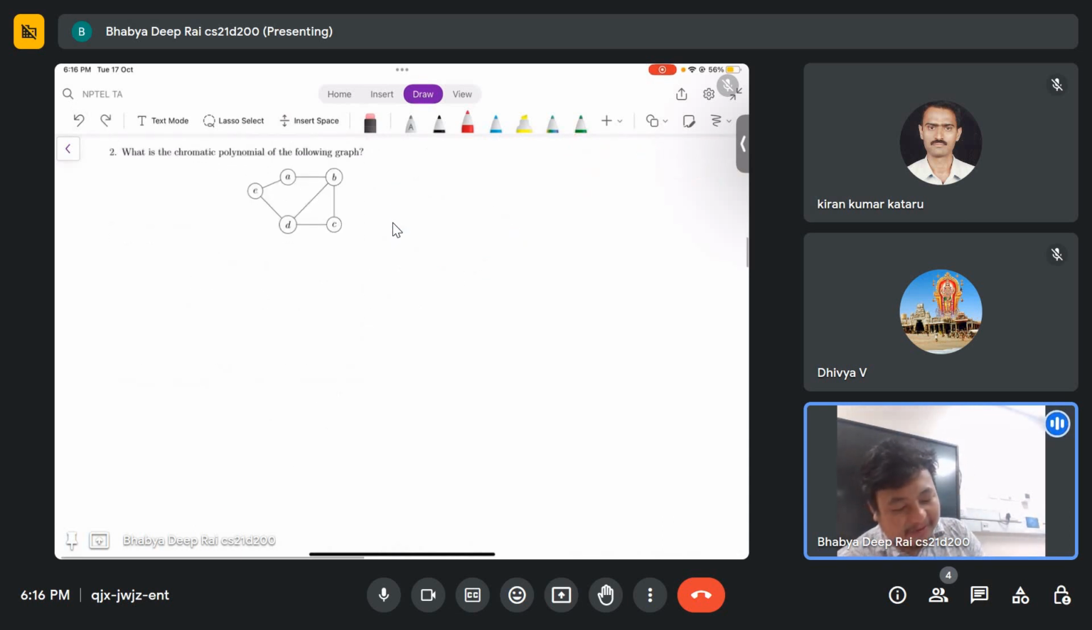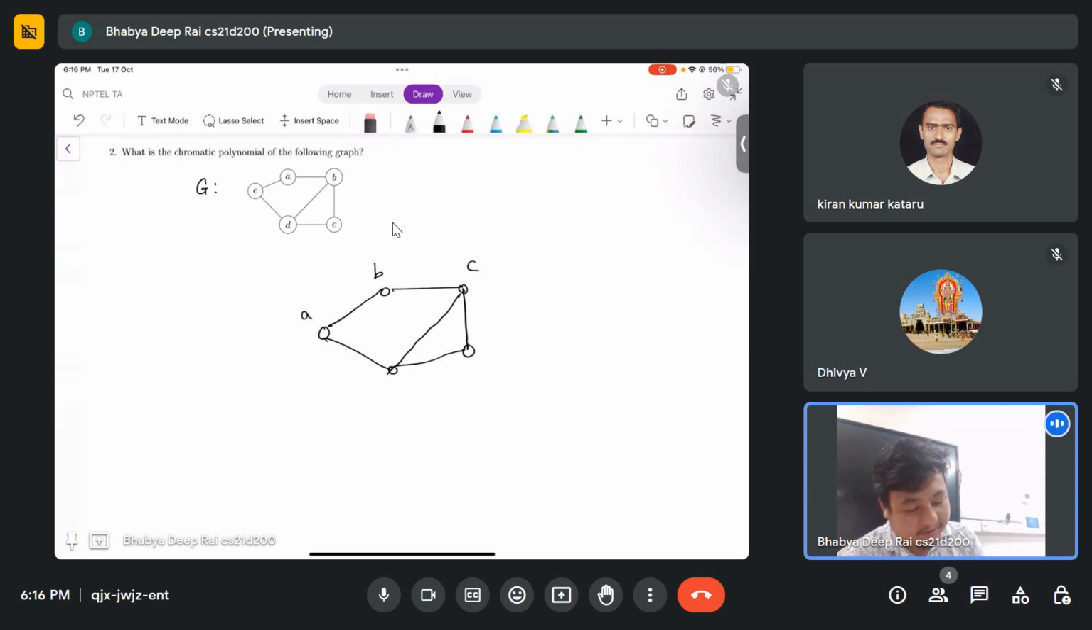Question says, what is the chromatic polynomial of the following graph? Let me call it G. Okay. So, this is E A B C D. So what I want to do is, okay, I cannot directly apply the previous technique. Previous technique meaning that, okay, let's say I color one vertex with lambda and the other would be lambda minus 1 and so on and so on. When there are large cycles, like in the case of this, I cannot do this.